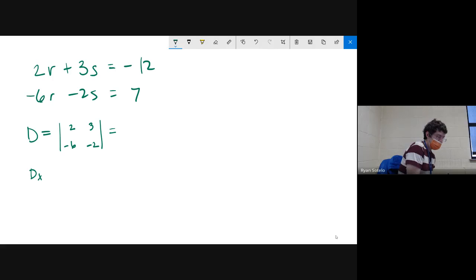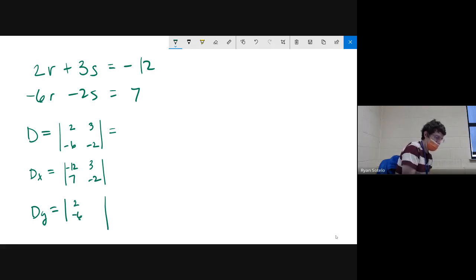We'll have the x matrix, which is going to be the same matrix, but instead of the x column, what am I going to put instead of the 2 and the negative 6? These will be the same, but what should go here? Negative 12, 7. Good, good. And then for the y matrix, the x's will be the same. But now you're going to put the negative 12 and 7 in for the y. That's a 7. Is that okay? Are we good on that?